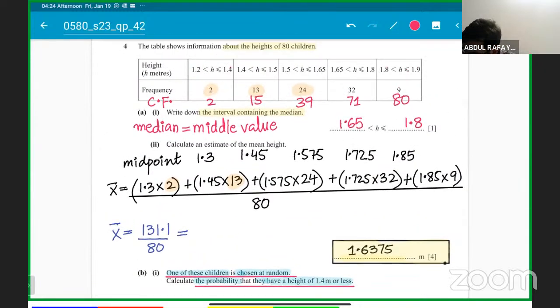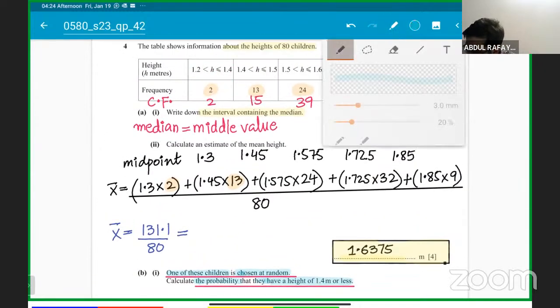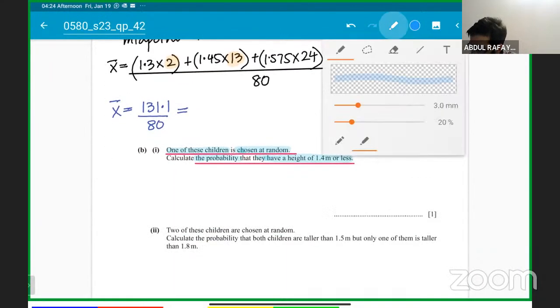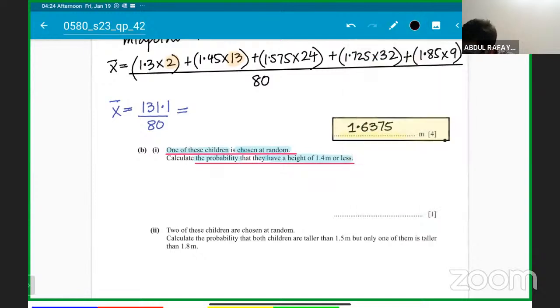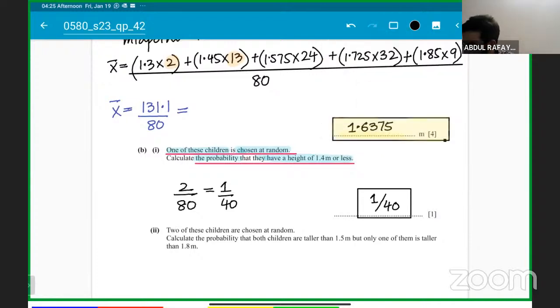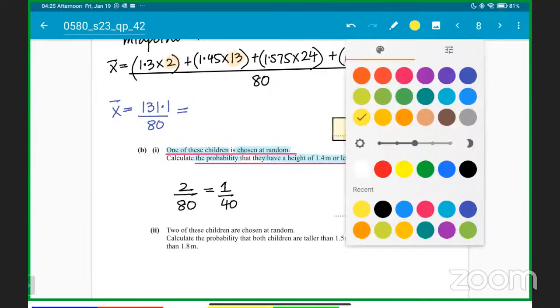So height of 1.4 meter or less is only this. Very simple, students, follow carefully. The height is 1.4 meter or less, so we have only 2 children of that, okay? And only one student is chosen. So it will be very simple: 2 over 80 is the answer, which you can simplify to 1 over 40. That must be the answer in the marking scheme as well. Okay, so 1 over 40 is the answer, which is correct. Everyone got this clear? Understood? Very simple basic probability.